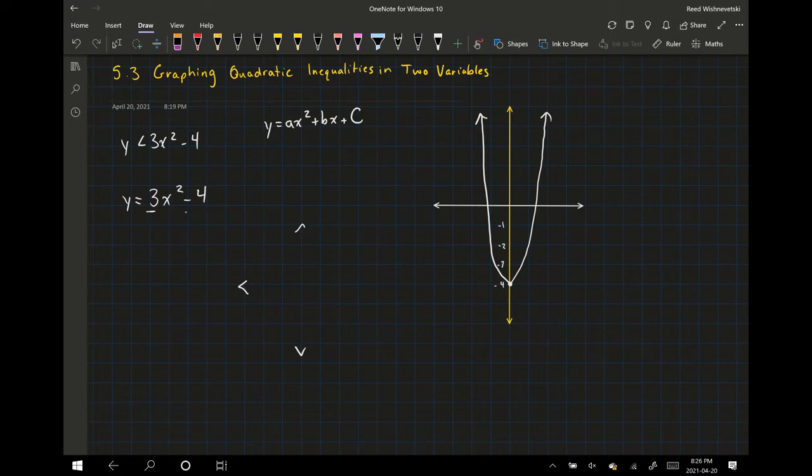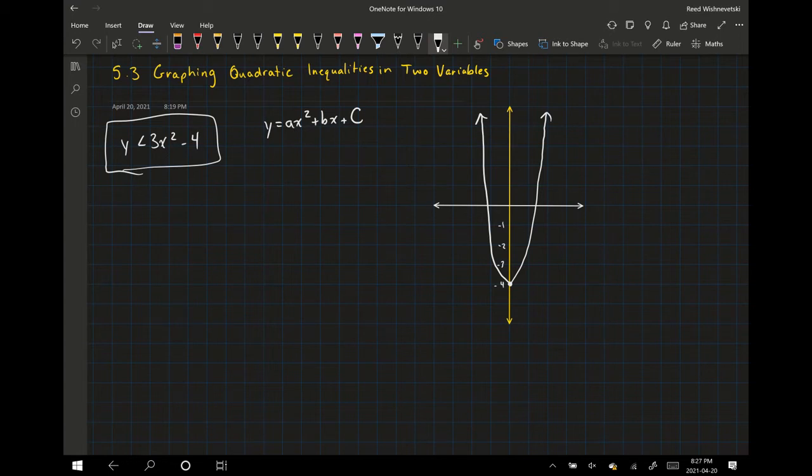Now, how did I get that y-intercept, you may ask? That is, if we set x to 0, which in this case, y is equal to 3 times 0 squared minus 4. So y is equal to minus 4. And that's how I got this y-intercept right here, which is our vertex. Okay. So now all we need to do is figure out first what kind of line this parabola needs to be made out of. Is it solid or is it dotted? And then we need to find our solution set for where this inequality right here is true.